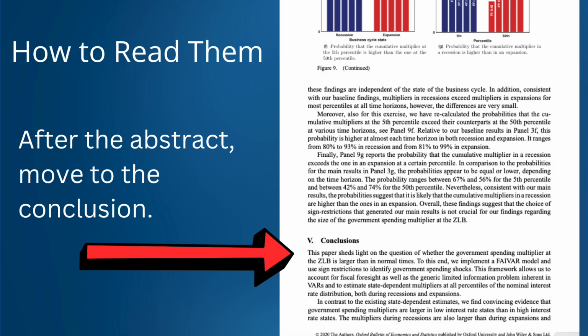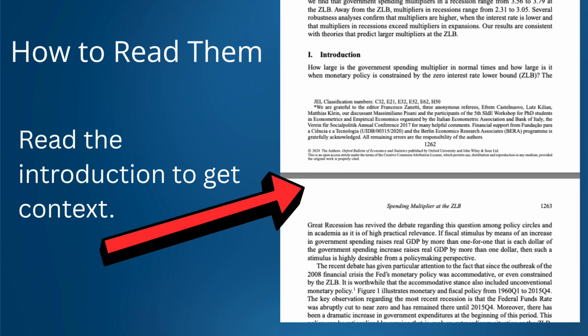Now that you have the big picture from the abstract and conclusion, read the introduction for context. This section explains why the study was done, what problem or question the researchers are addressing, and provides background information you may need to help you follow along.